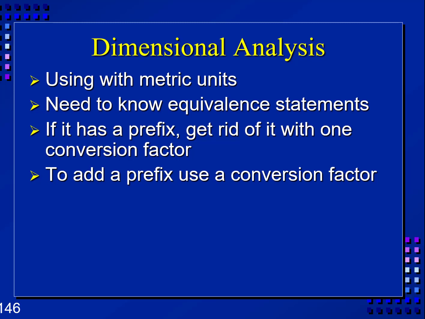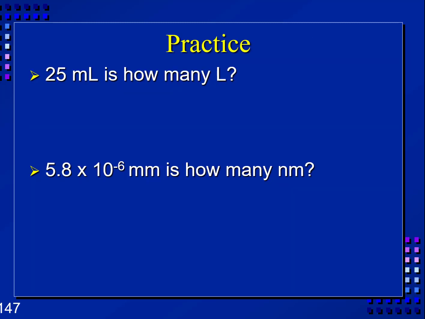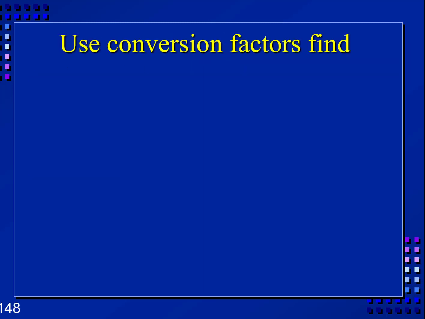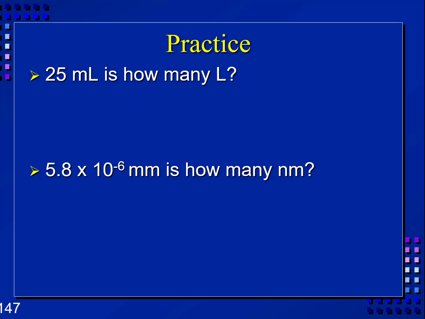So you use a conversion factor to add a prefix, and you use a conversion factor to remove a prefix. So if you go from prefix to prefix, first you take off the prefix, and then you put on the prefix. It takes 2 conversion factors. One to get rid of the first one, one to add the second one. So this is what your homework's going to look like. 25 milliliters is how many liters?